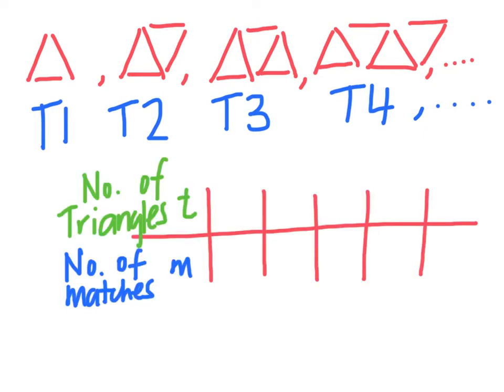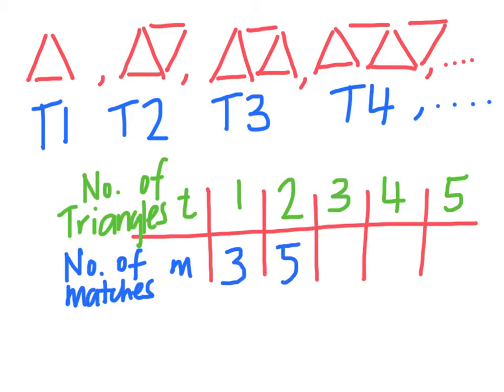So we're now going to work out the rule for this pattern, and one way to do that is by first making a table of data. So I have on my top row the number of triangles. So the number of triangles in term 1 is 1, term 2 is 2, and you can see it actually matches the term number, and we'll go up to 5. And then I will fill in my bottom, which is the number of matches, or we can call it M. And in term 1 there are 3 matches, in term 2 there are 5, in term 3 there are 7, in term 4 there are 9, and in term 5 there are 11.